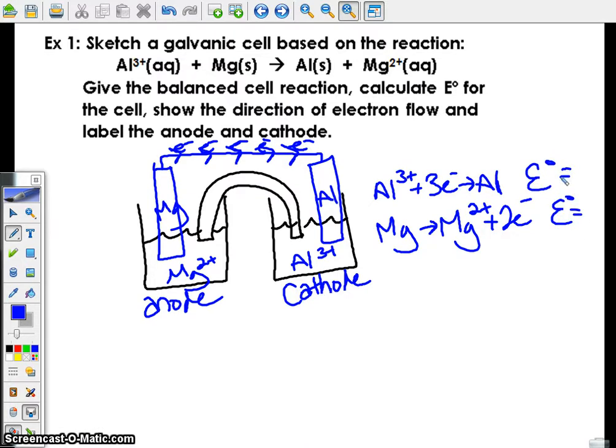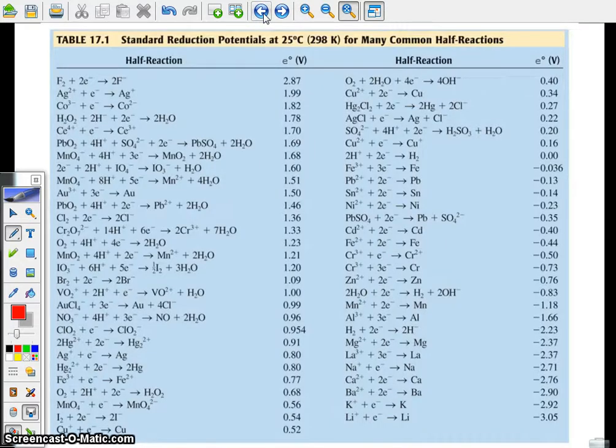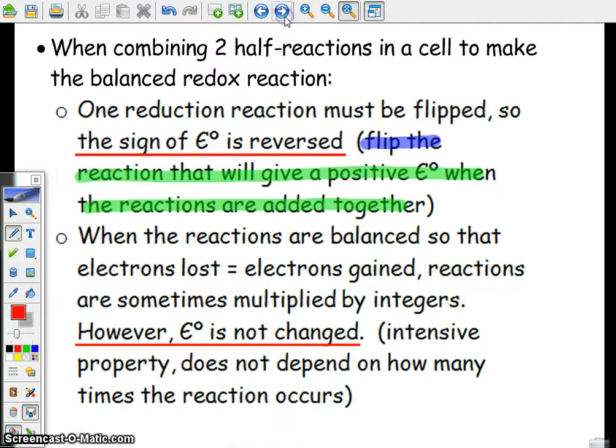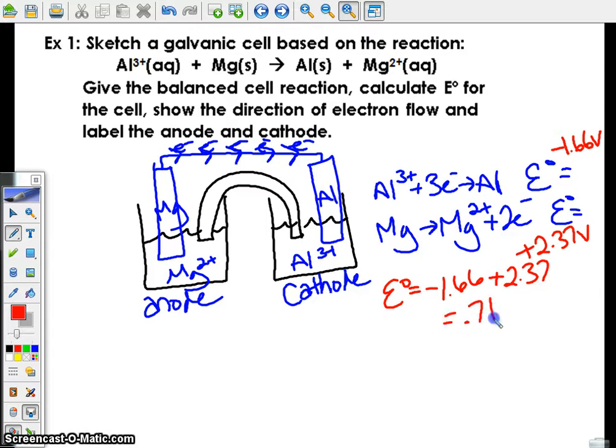So you need to go back to the chart and find the half reactions. Here's my aluminum reaction with a value of negative 1.66. And here's my magnesium reaction. But what do I have to do to that? I have to change the sign because this is the one that became oxidation. So I have negative 1.66 volts, and I have positive 2.37 volts. And so for the total E, I just add them together. Even though we've got 2 electrons, 3 electrons, I'm never multiplying them by anything. What does that equal? 0.71 volts.